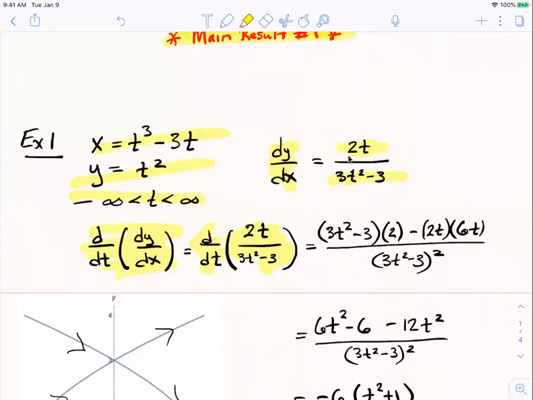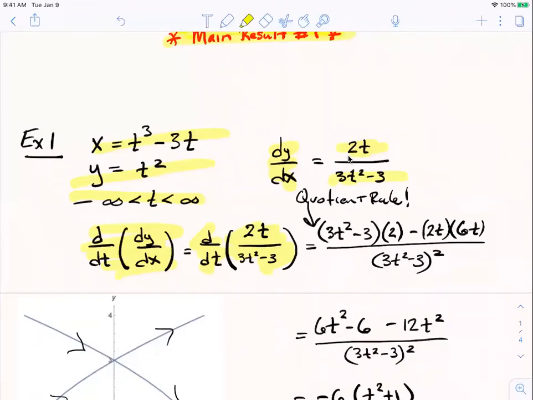And dramatic pause in the video. What rule do you have to use? It's been a while since we've done differentiation that's this complicated. But what rule is that? That's the quotient rule, people. Yeah, taking the derivative of a fraction, I've got to use the quotient rule.